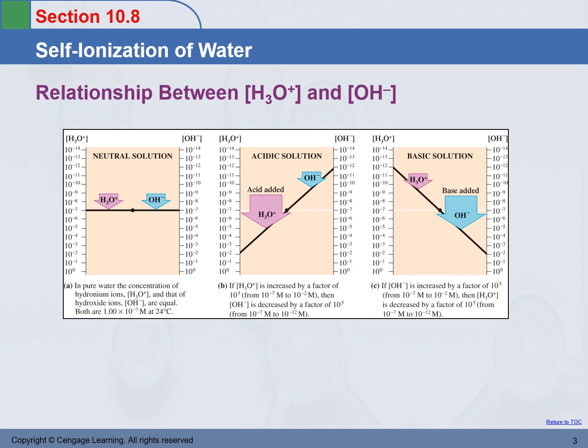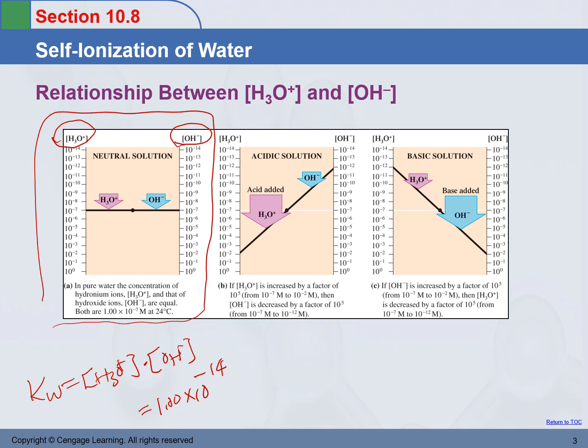This slide is trying to use a chart to show us the relationship between hydronium ion concentration and hydroxide ion concentration. Remember, Kw equals hydronium ion concentration times hydroxide ion concentration equals 1 times 10 to the power of negative 14. Now, the first part of the chart shows us when the two concentrations are equal, the product of the two equals 10 to the negative 14. If they are equal, each one is 10 to the negative 7, because 10 to the negative 7 times 10 to the negative 7 equals 10 to the negative 14.